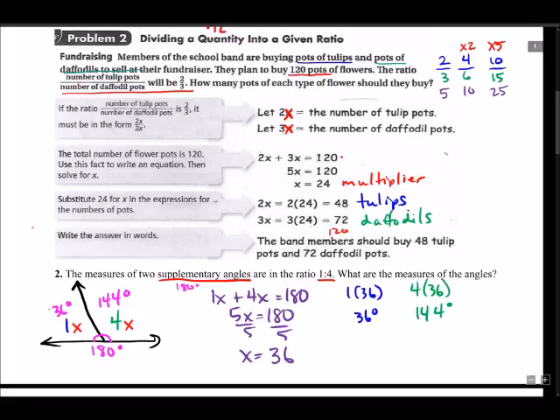I make my equation here. I find x is 36. My multiplier is 36. So I multiply 1 by 36 and 4 by 36, and I get 36 degrees and 144 degrees, which nicely add up to 180. That was a fun problem.